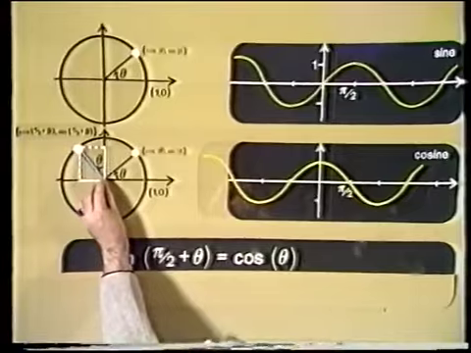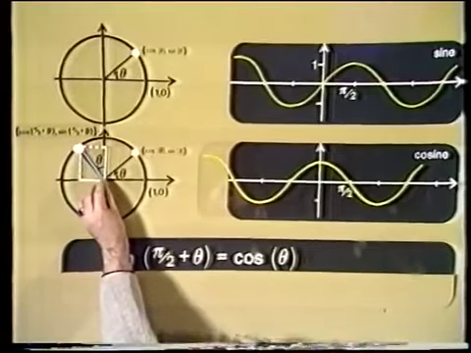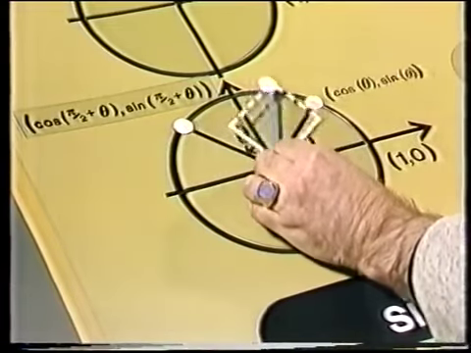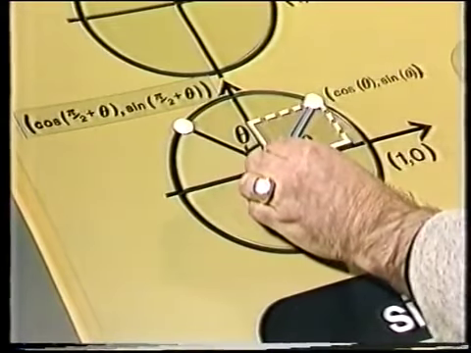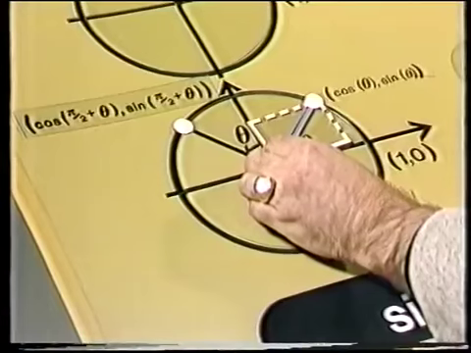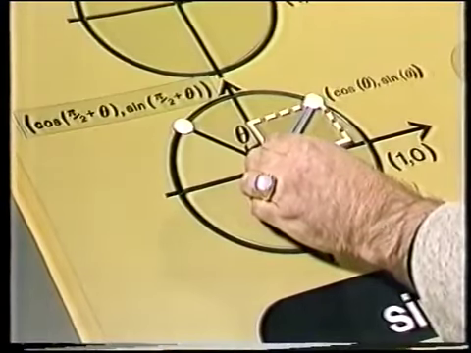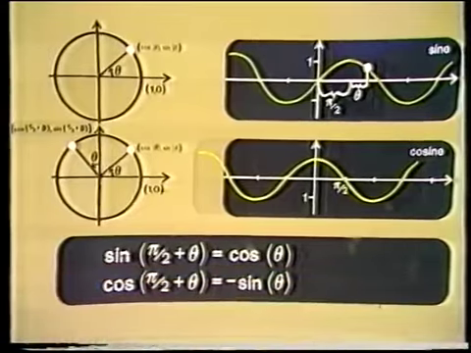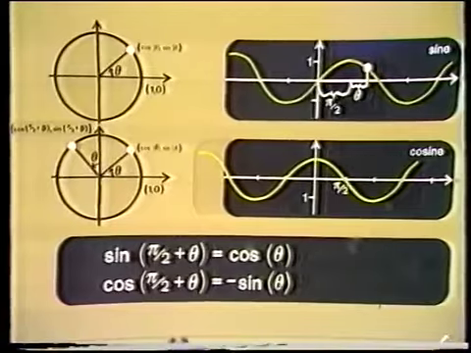The x-coordinate of the rotated point, well, it's negative, and it's the horizontal length. But it's the same as this height, and that's the y-coordinate of the original point. So, the cosine of (pi over 2 plus theta) is equal to minus sine theta.